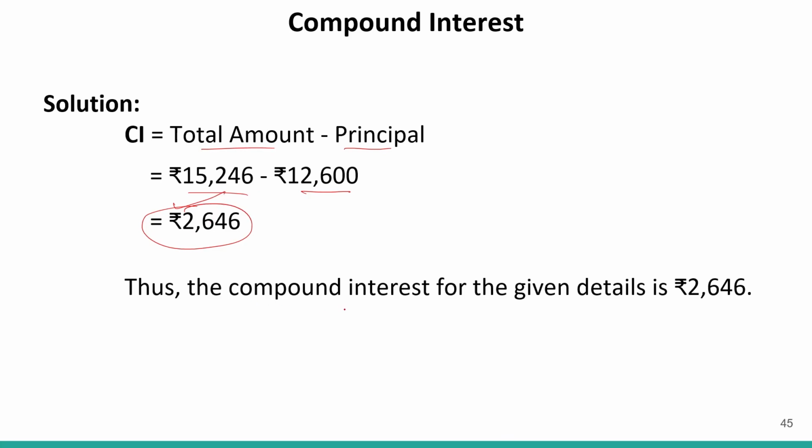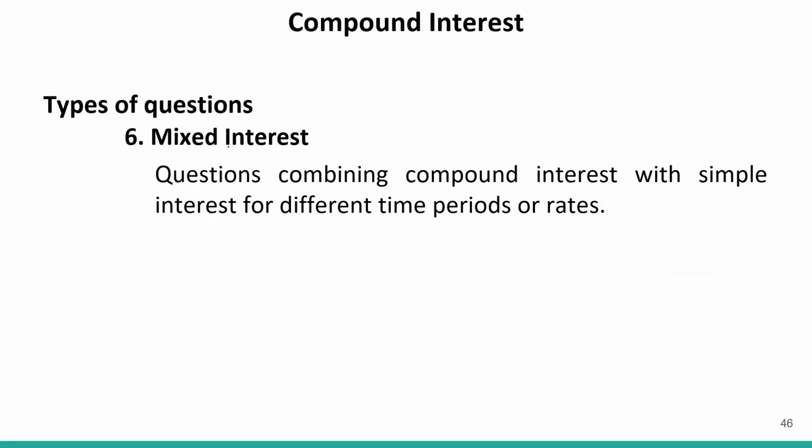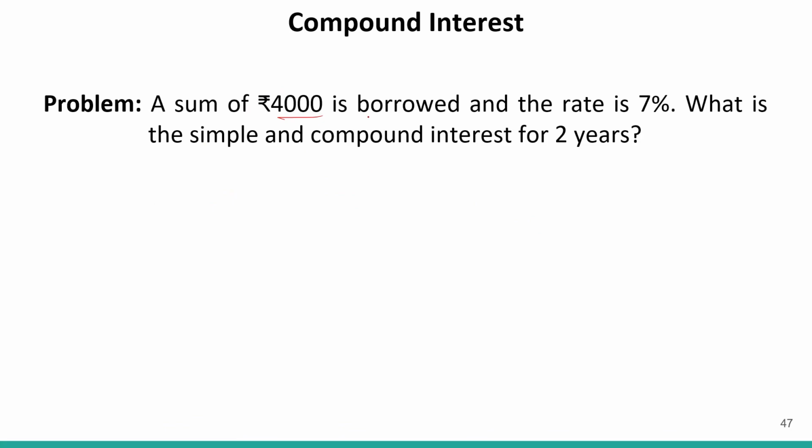So thus the compound interest for the given details is 2,646 rupees. Let's see the sixth kind of question, that is on mixed interest. So questions combining compound interest with simple interest for different time periods or rates. So a sum of 4,000 is borrowed and the rate is 7%. So what is the simple and compound interest for 2 years? Okay, that is what we want to know.